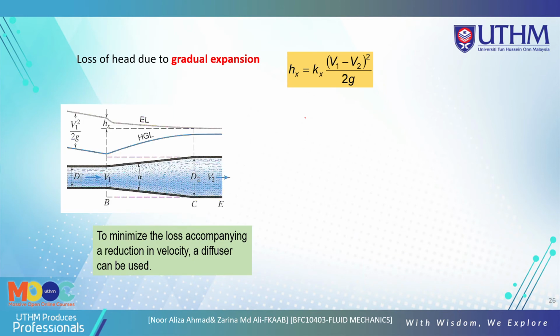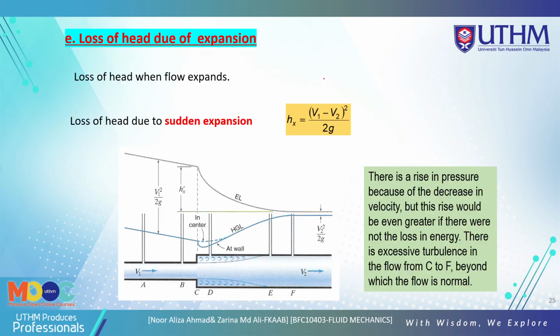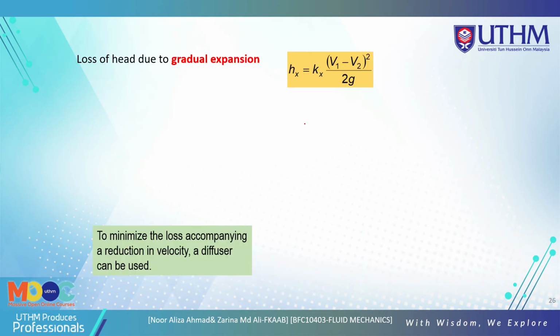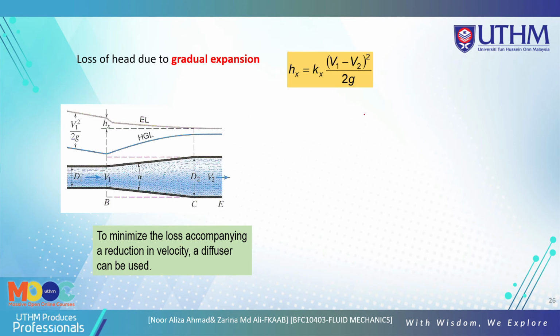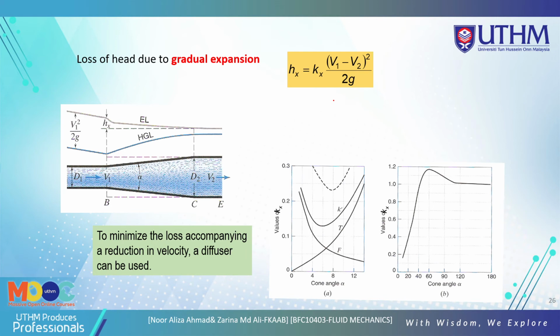For gradual expansion, we must also use the coefficient kx here. For sudden expansion, no kx, no coefficient k; we just assume it as 1. For gradual expansion, we use kx. Actually, kx is given, so no need to worry. Maybe you can find kx from this cone angle or this value here, but usually kx is given to you.